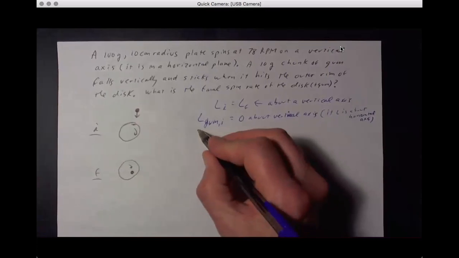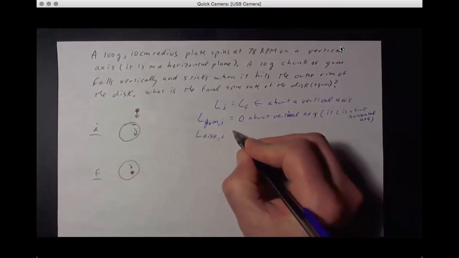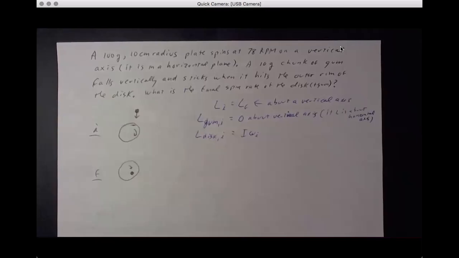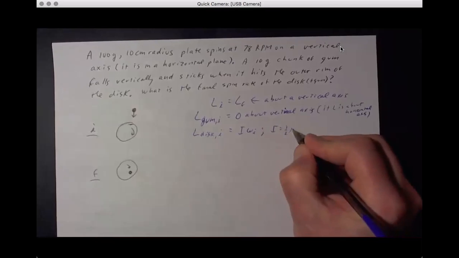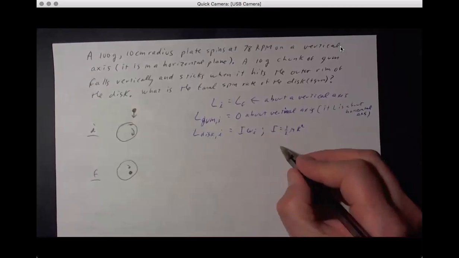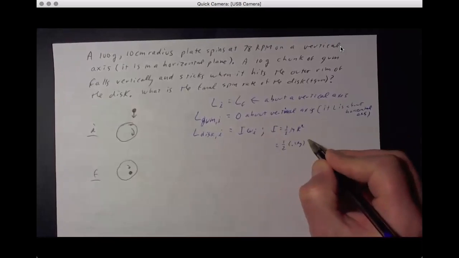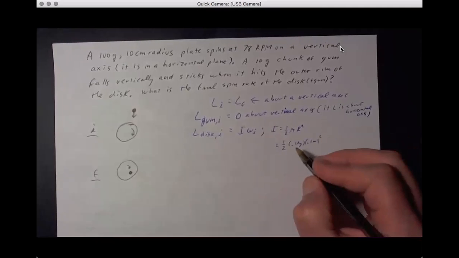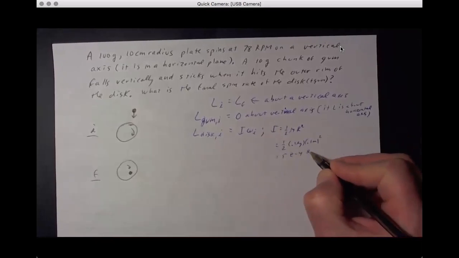The L disk initial is equal to I omega initial, and I is equal to 1/2 mr squared, which is equal to 1/2 times 0.1 kilograms times 0.1 meters squared, which is 5 times 10 to the minus 4 kilogram meters squared.